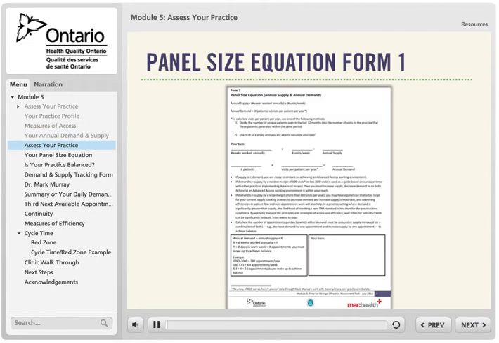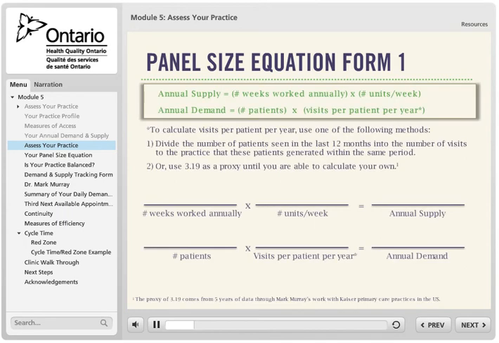To understand the relationship between supply and demand within your practice, you need to complete this panel size equation. You'll be working with Form 1 in the Practice Assessment tool, so refer to it now. You can print it from the Resources area in the top right-hand side of the classroom. Calculating the difference between your annual supply of appointments and your annual demand for appointments helps you determine what you need to do to bring this into balance and improve access for your patients.